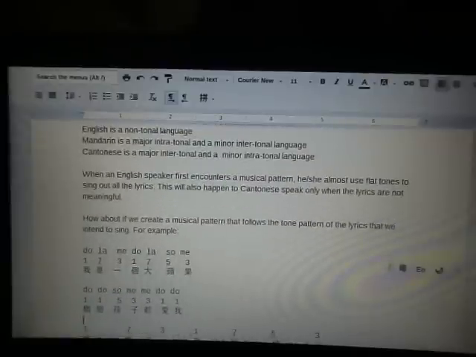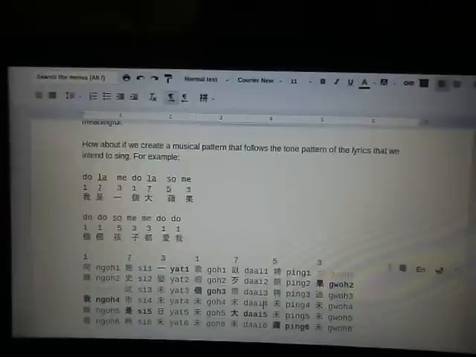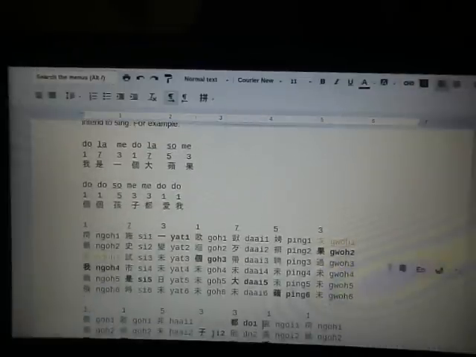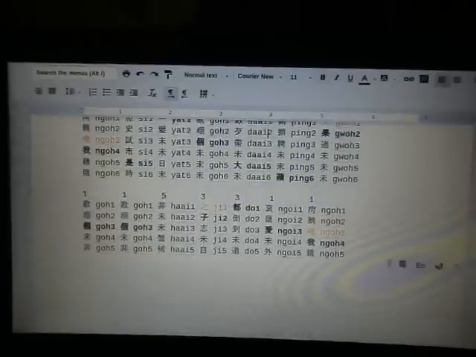So I have actually created a musical pattern which will match the tone pattern of the words. Right? 我是一個大蘋果, 係咪? So by means of using this musical pattern, I'll be able to sing out the words correctly. And the reason is obvious. If you look at the musical pattern and the tone pattern of the words, they actually match.